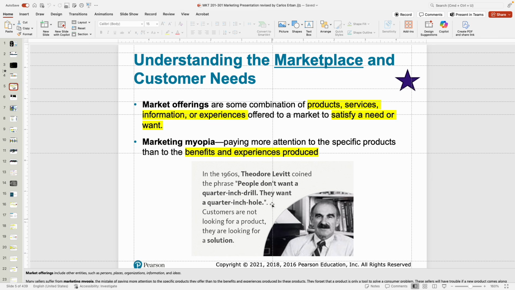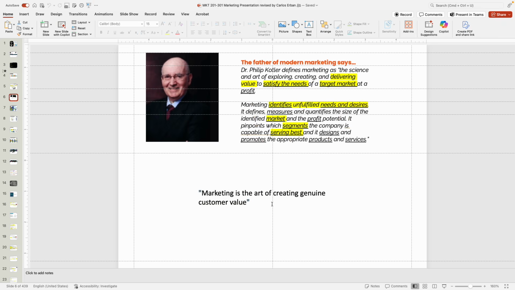However, if you're focused on customer needs, then you're basically following Theodore Levitt's marketing myopia. Marketing myopia means that sometimes you focus on the product and forget the benefits. Now, that may work or may not work. Okay. Now, Kotler.